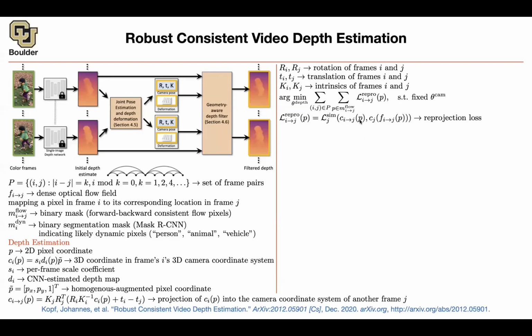What do you do? You have a pixel in frame I. You take it to frame J using this operation. You use your optical flow. This is now P, which is 2D. You use your optical flow. You're still in 2D. You went from frame I to frame J. Use this CJ function to take you to 3D. Now these two have to match. And then I'm going to tell you what is the symmetric loss that you're going to use.